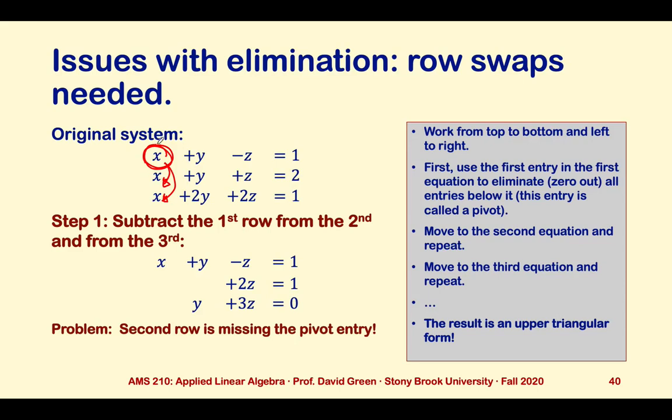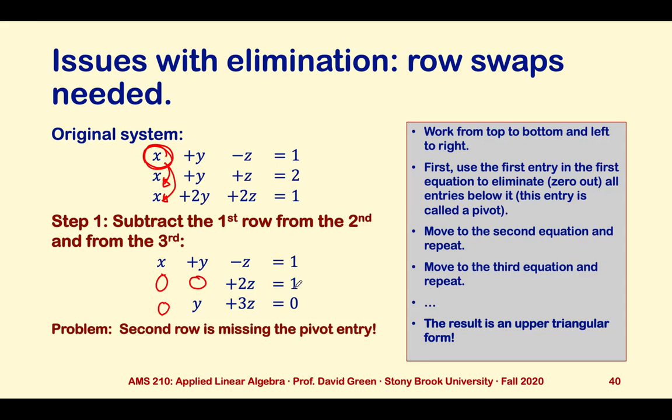Since everything here has the same coefficient, we simply subtract the first row from both the second and from the third. X minus x is 0. Y minus y is also 0. Look at that. Z minus negative z is 2z, and 2 minus 1 is 1. For the third row, x minus x is 0, 2y minus y is y, and 2z minus negative z is 3z. 1 minus 1 equals 0 for the right-hand side.